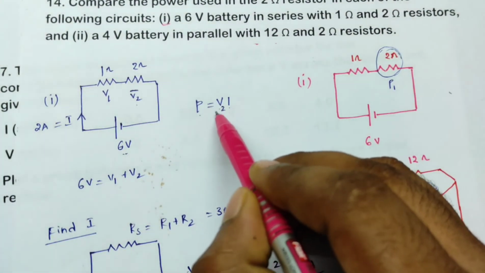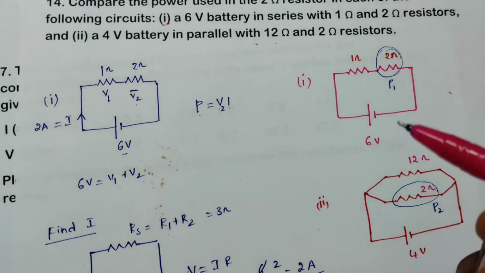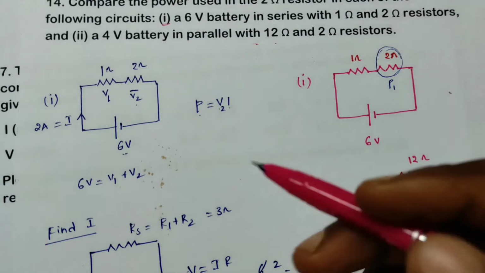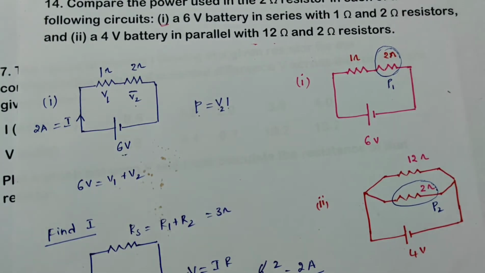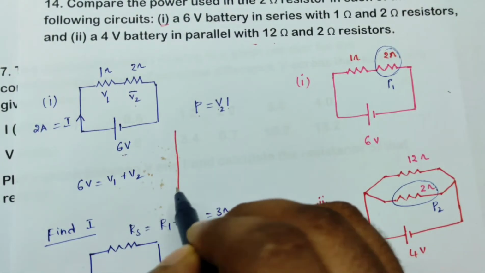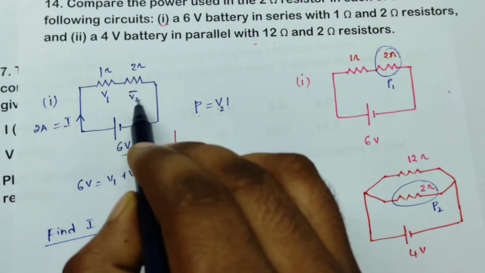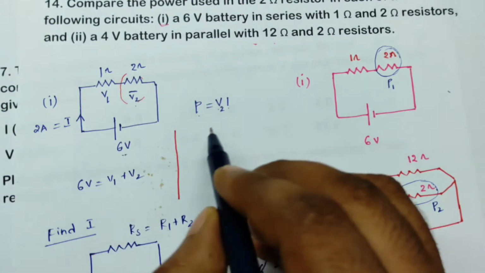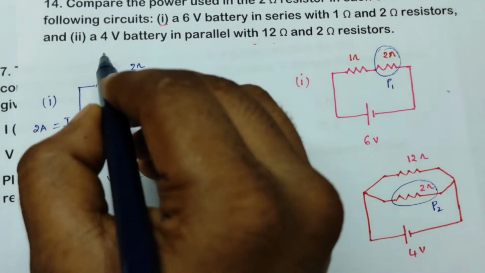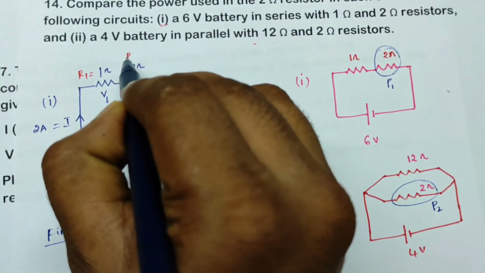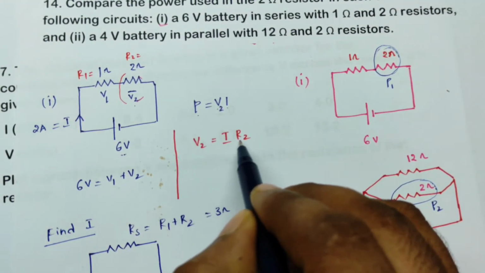Okay. Now how to find V2? For that, any chance is there? Yes, we can find V2 in another process. First of all, we are going to use Ohm's law only. We are going to apply Ohm's law for this resistor only. Let me take this is R1 and this is R2 like this. So V2 is equal to I times R2.